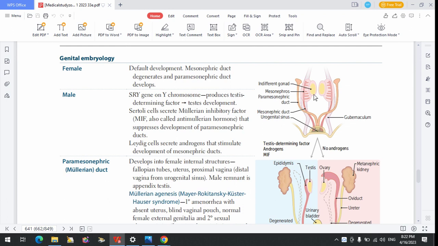Okay, so applying what you said similarly, first you have an undifferentiated gonad. So you have everything, mesonephric, paramesonephric. But now the difference with the female is that there's no SRY gene, no Y chromosome, so there's no testis determining factor.